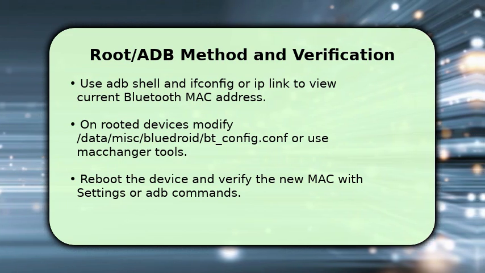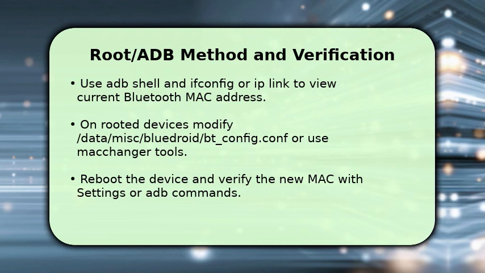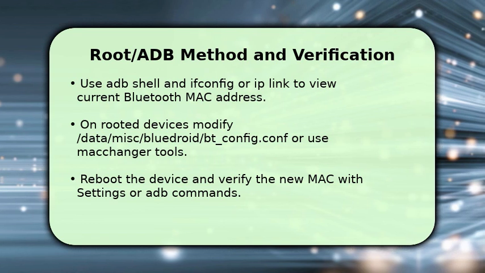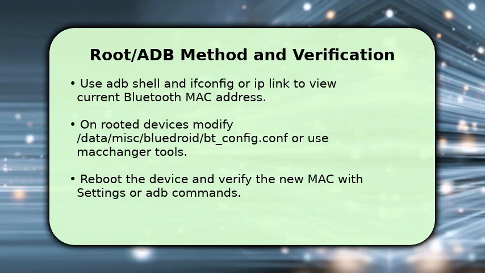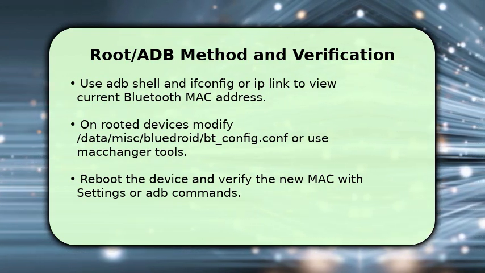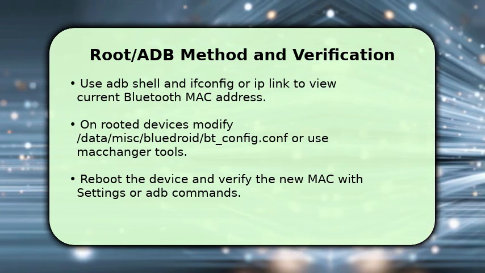On rooted devices, modify /data/misc/bluedroid/bt_config.conf or use MAC changer tools with care. Change only the BD_ADDR field to a valid 12 hex digit string separated by colons. Reboot the device and verify the new MAC with settings or ADB commands after boot completes.